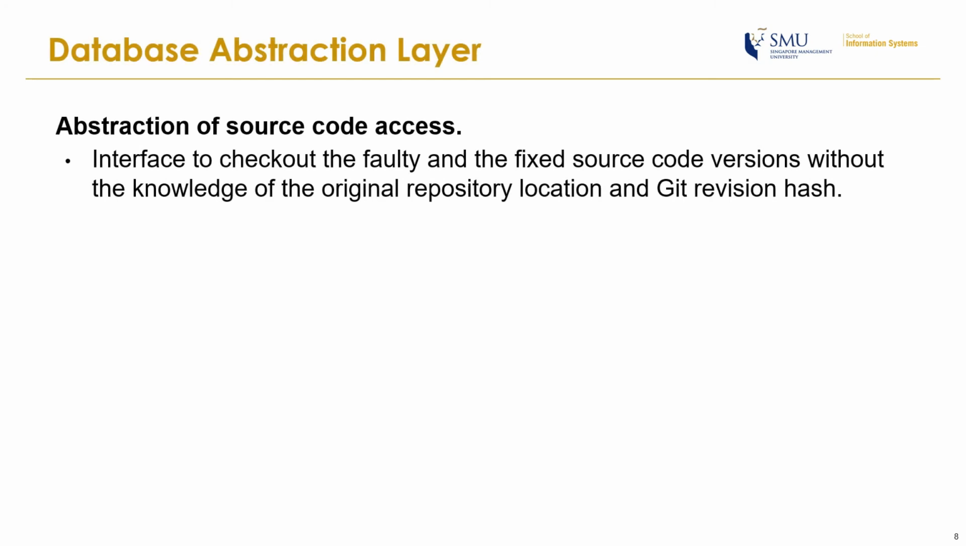To abstract the source code access, BugsInPy assigns a unique ID to each bug in a project, where each ID is linked to the Git revision hash in the project repository. If a user requests a file diff or fixed source code, BugsInPy will automatically find the Git hash linked to the ID and check out the source code.